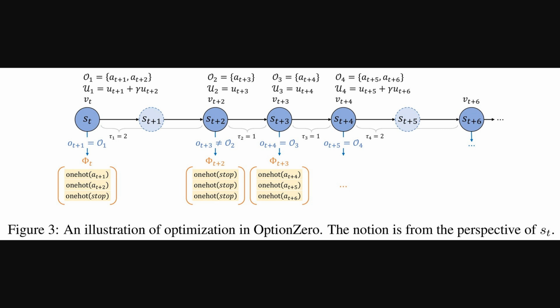Okay, so this next figure then illustrates the optimization process itself, basically how the agent learns which options are good from self-play. Alright, you see the sequence of states over time, S_T, S_T plus 1, and so on. Below each state, like S_T, it shows the option network's target output, Phi_T. This target is essentially the sequence of actions actually taken in the self-play game, represented as one-hot vectors, ending with stop.